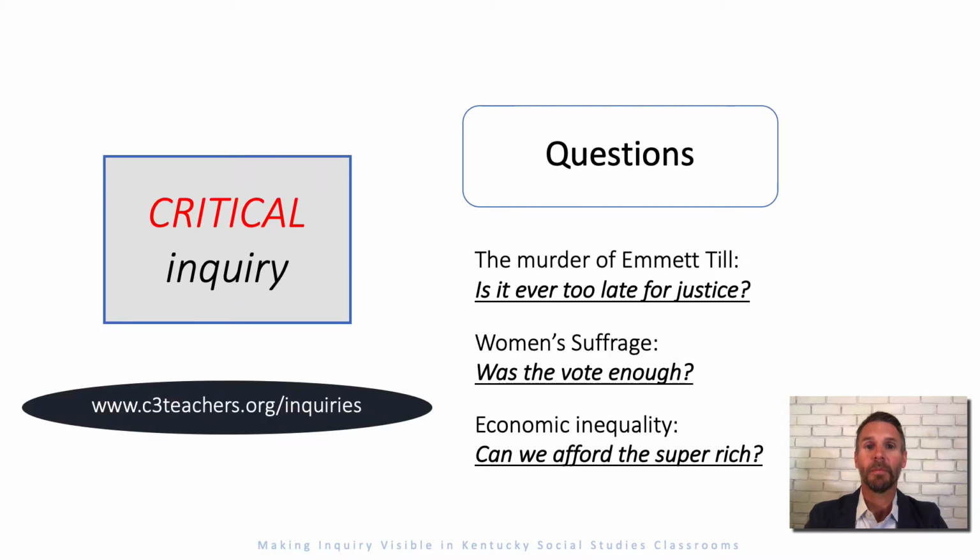To pull a few examples from the inquiries available on c3teachers.org, the compelling questions shown here related to Emmett Till, women's suffrage, and economic inequality all ask students to consider past or contemporary inequities in an expansive, justice-oriented fashion. The first inquiry, for example, does not just explore what happened to Emmett Till, but takes up the question of whether or not justice could be done for his murder.